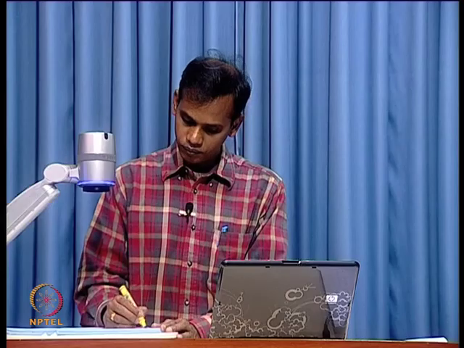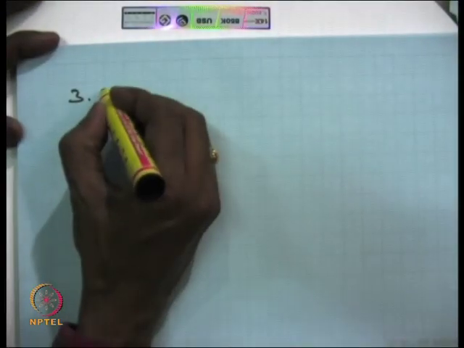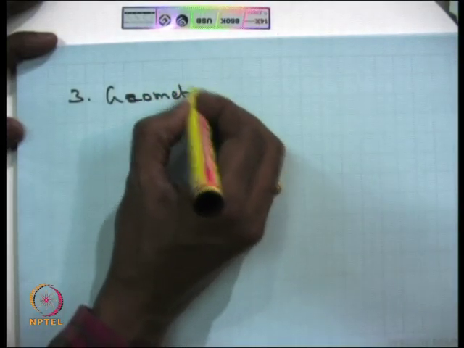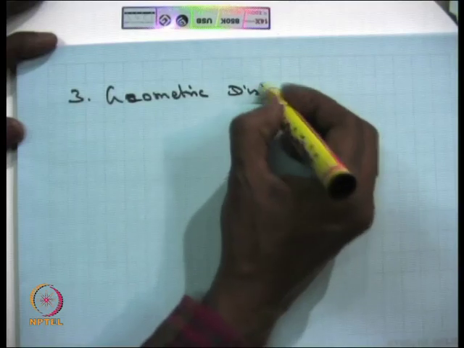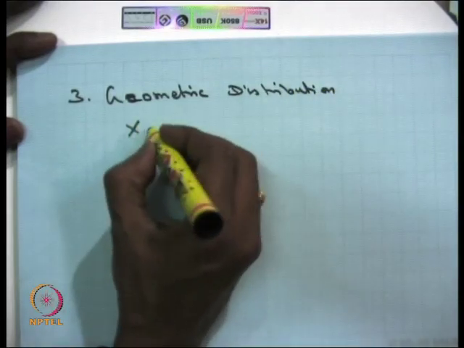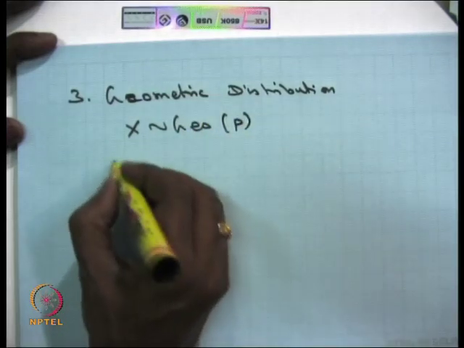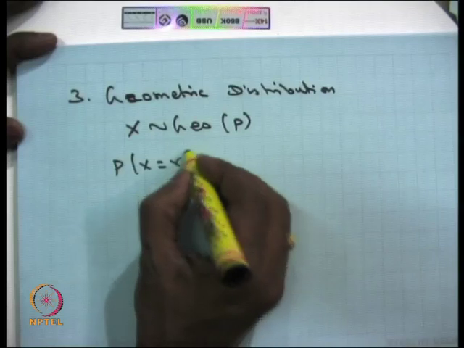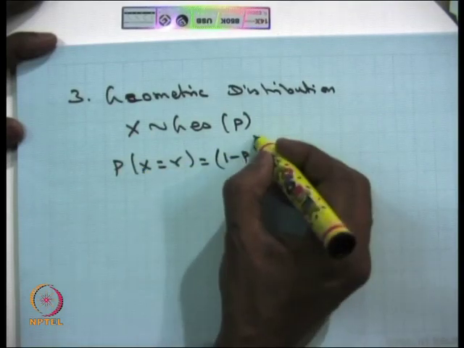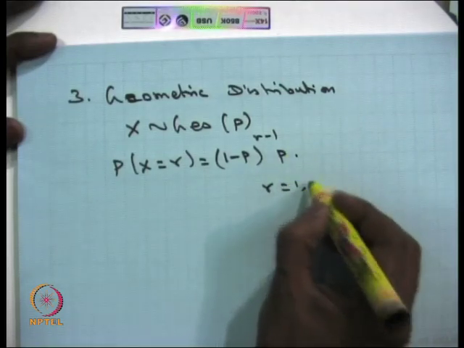The third discrete random variable which we are going to use is the geometric distribution. When we say the random variable x is geometrically distributed with the parameter p, then the probability mass function of this random variable is going to be (1 minus p) power r minus 1, into p, where r can take the values 1, 2 and so on.